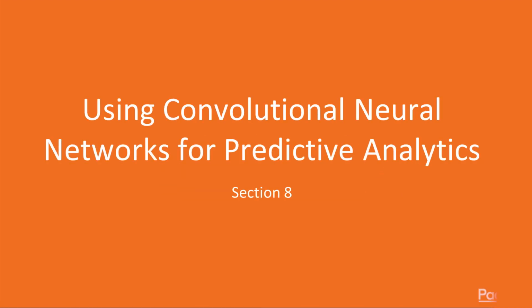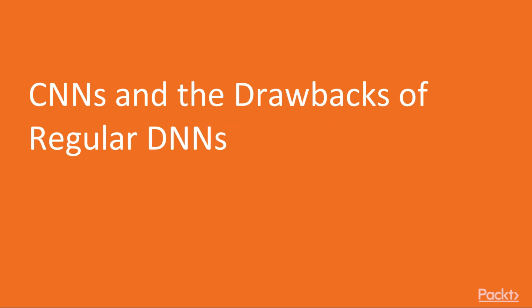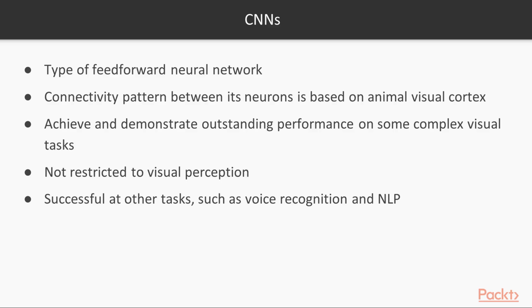Hi guys, welcome to the next section, using convolutional neural networks for predictive analytics. Now, we move on to the first video of this section that deals with CNNs and the drawbacks of regular DNNs. In predictive modeling, CNNs are a type of feed-forward neural network in which the connectivity pattern between its neurons is based on the animal visual cortex.